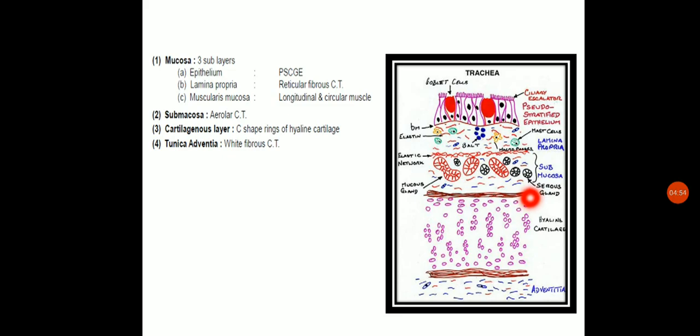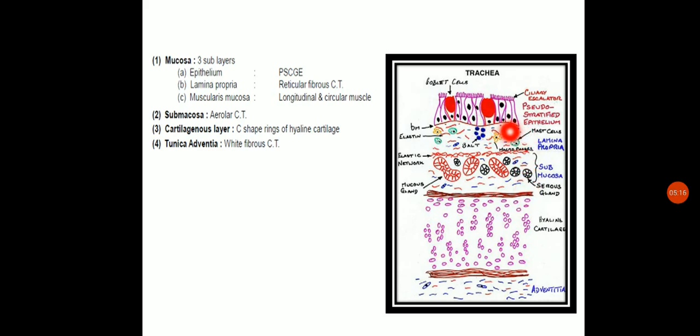Okay, now the innermost layer, the one which is basically present next to the cavity, is the mucosa. This mucosa is further divided into 3 sublayers: the epithelium, lamina propria, and the muscularis mucosa.